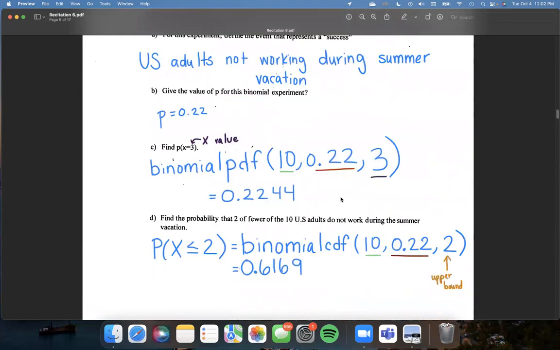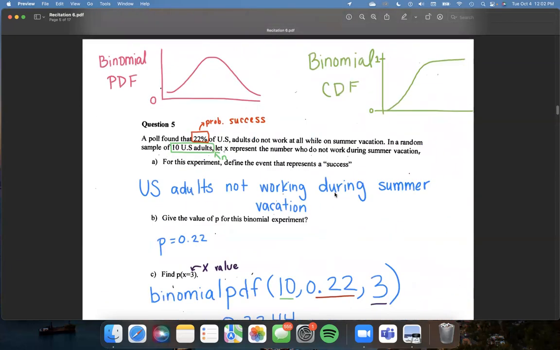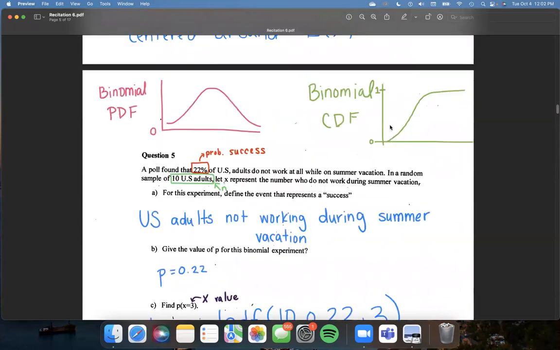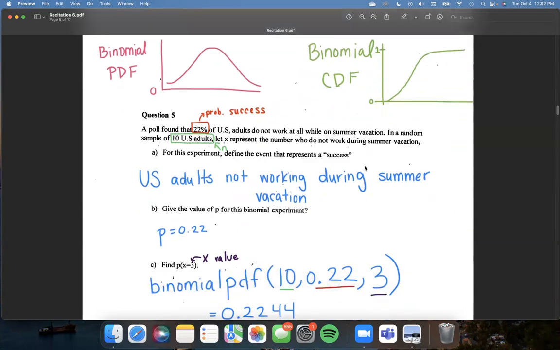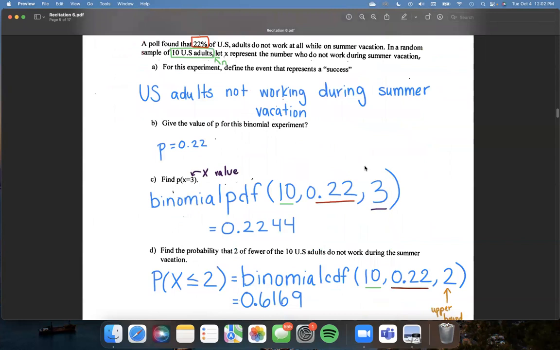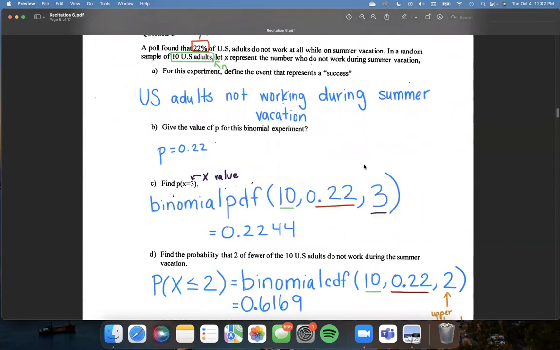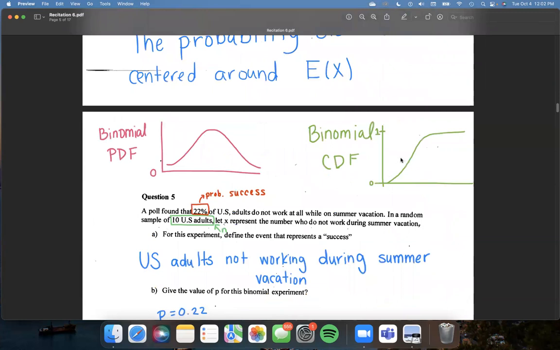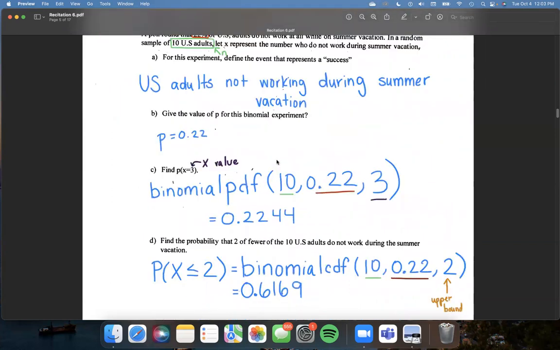Also, the difference between PDF and CDF: these graphs are good to keep in mind. The binomial PDF looks something like this, and then our binomial CDF ranges from 0 to 1. So these are two graphs, PDF and CDF, that are helpful to keep in mind to keep it straight.